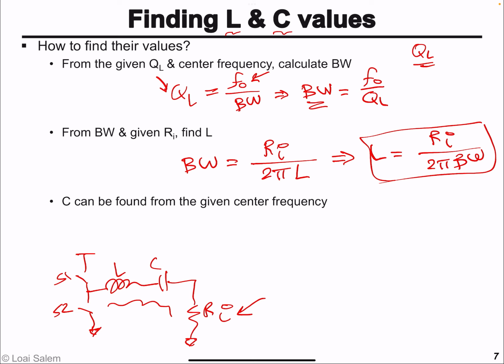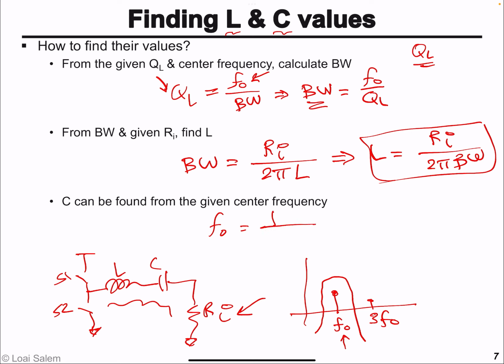Now, to find the capacitance, we know the center frequency of this second order bandpass filter is given by F naught equal to 1 over 2 pi square root LC. After we find the value of L, we put it here, and the only unknown is C, and we can get the value of the required capacitance.